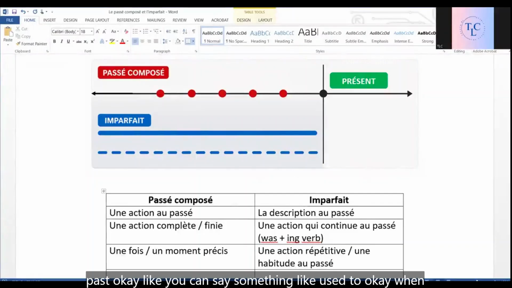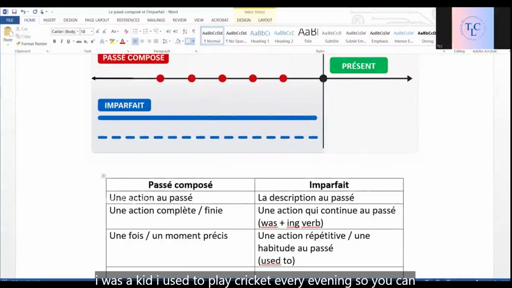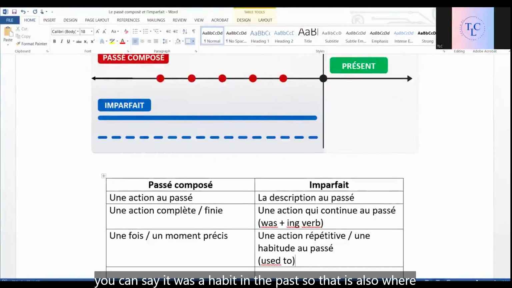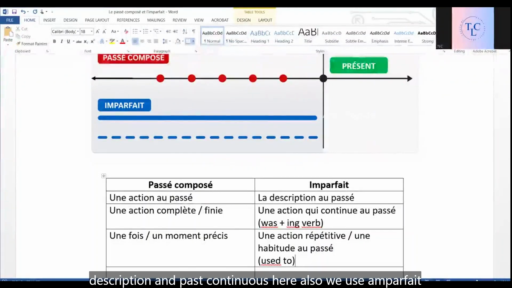Okay, like you can say something like used to. When I was a kid, I used to play cricket every evening. So you can see every evening something that happened again and again. Or you can say it was a habit in the past. So that is the place where we use imparfait along with description and past continuous. Here also we use imparfait.